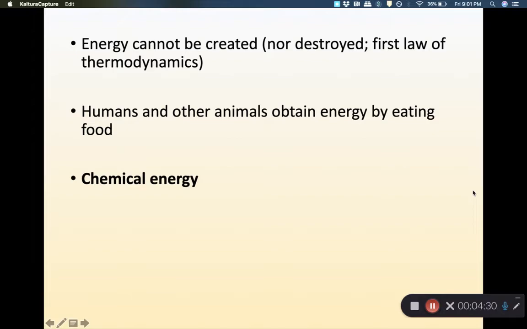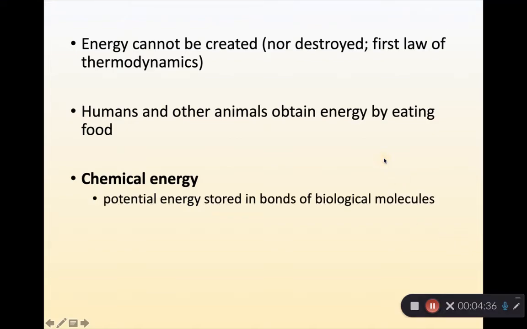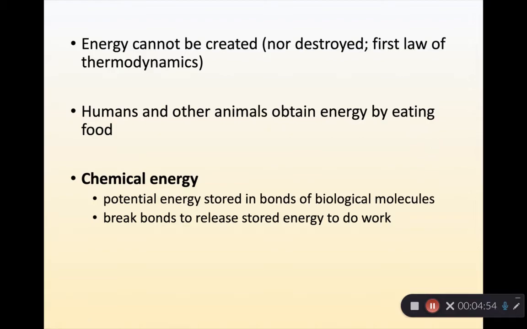What we're discussing here is exactly what chemical energy is. Chemical energy is the potential energy that's stored within the bonds of biological molecules. We saw how some of that played out when we were looking at our enzymatic reactions. When we break those bonds, we release that stored energy, and then that energy is able to do work.